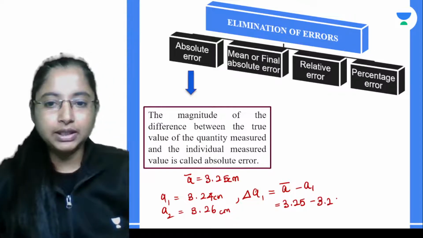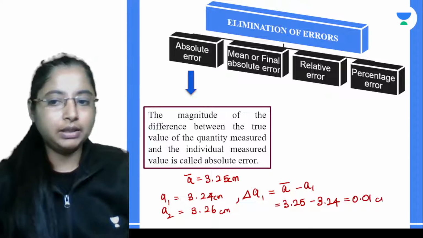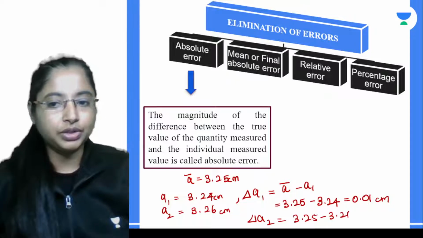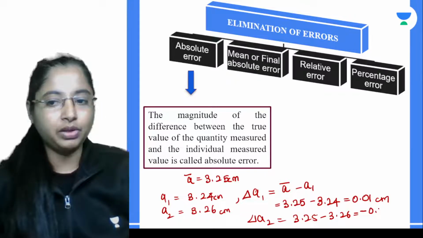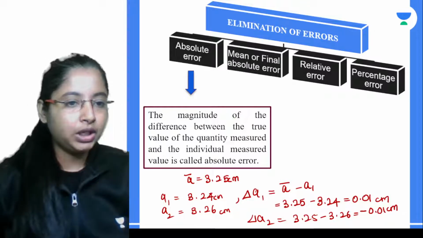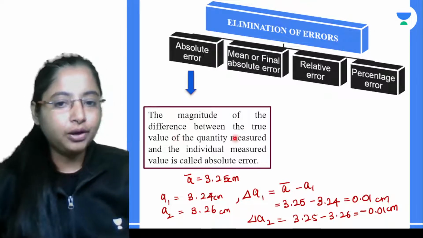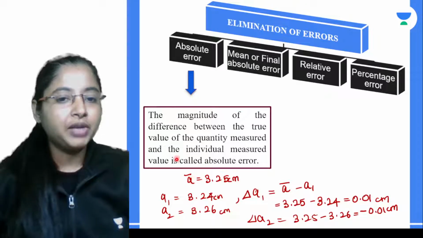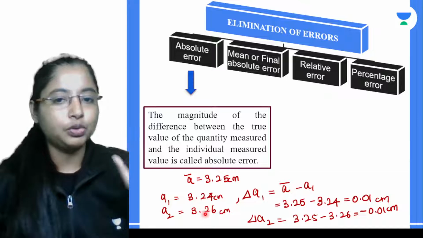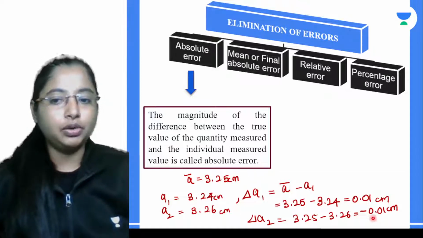Thank you Akshay for that. That's the right answer you got. This is basically 0.01 centimeters. Delta A2 will be 3.25 minus 3.26, which is minus 0.01 centimeters. So the magnitude of difference between the true value of the quantity and the individual value, that is every measurement you take, gives you the absolute errors.